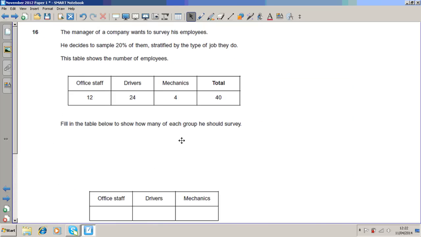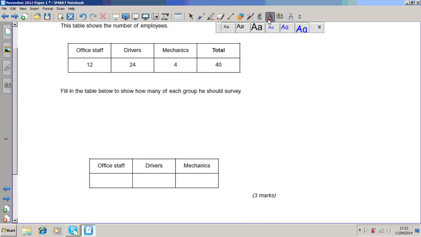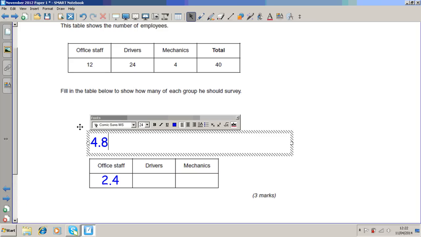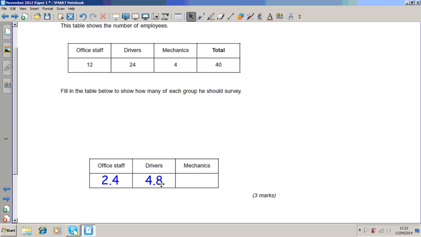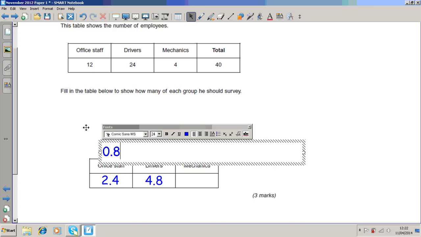Nearly done. So, management of a company wants to survey its employees, decides to sample 20% of them. So, to get from 100% down to 20%, we divide by 5. So, all we're going to do is divide each of these numbers by 5. 12 divided by 5 then, that's 2.4. And drivers, 24 divided by 5, well, that's 4.8. And mechanics divided by 5 is going to be 0.8.